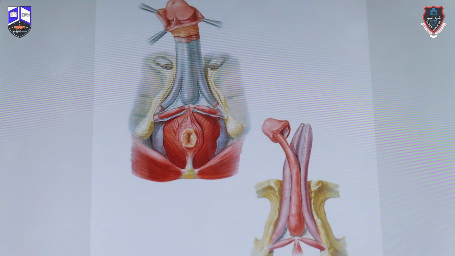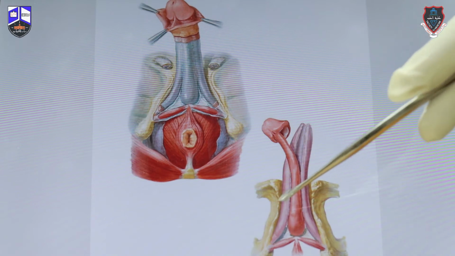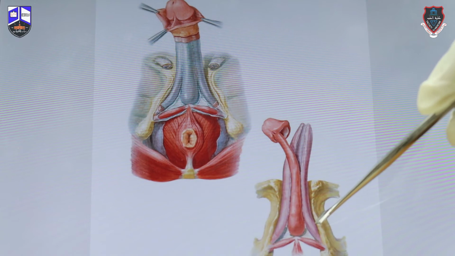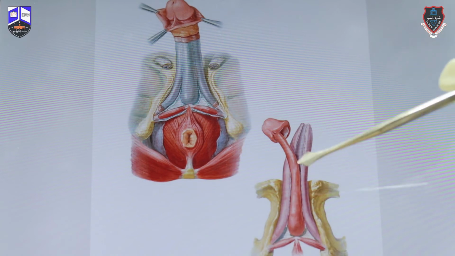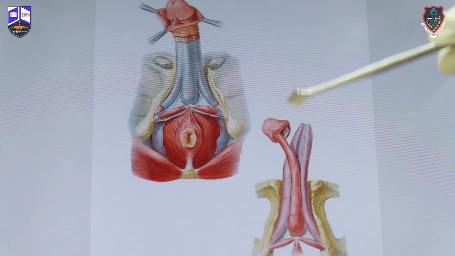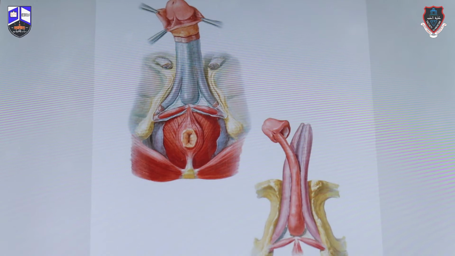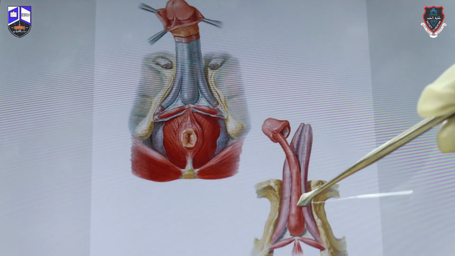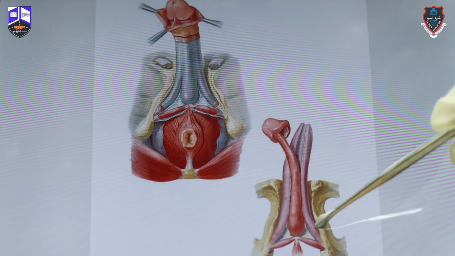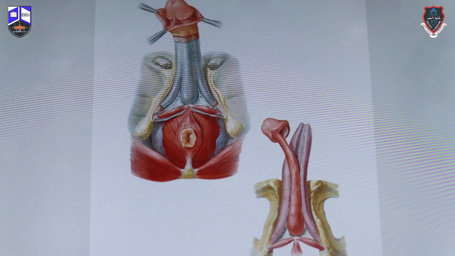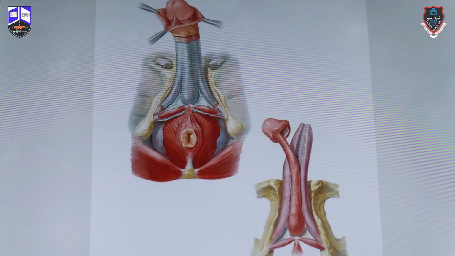Regarding the penis, this is called the root of the penis, and this is called the body of the penis. The area beyond the pubic bone is the body, and here is the root. The root of the penis is composed of two structures: the central one, which is the bulb of the penis, and on each side of the bulb we have the crura, or the crus, of the penis.